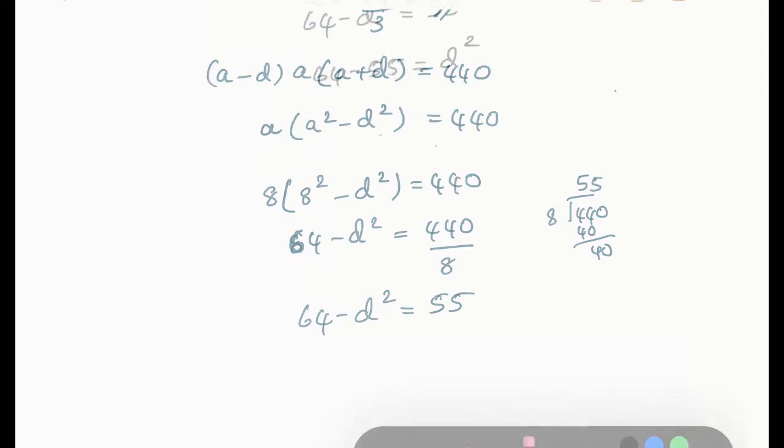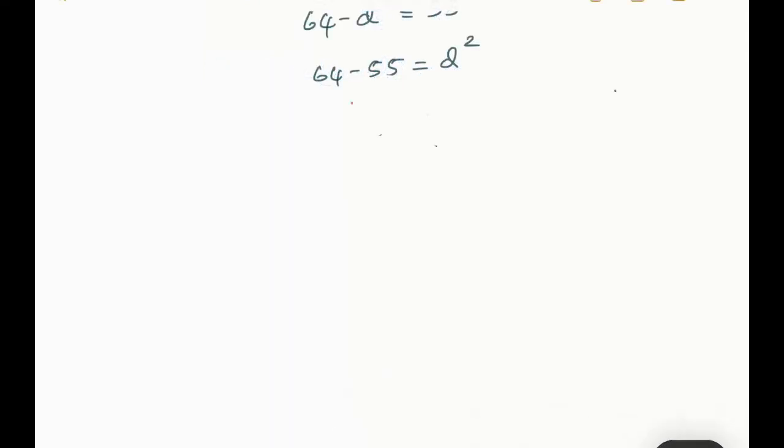Again, taking 55 across, 9 is equal to d square. So d is equal to root of 9, that is plus or minus 3. We already got the value of a as 8, right? So what is our AP? Our AP is given as a minus d, a, a plus d. So you have two values for d.